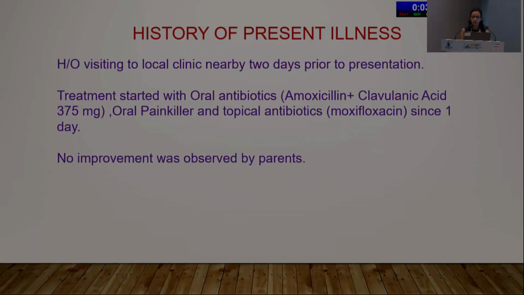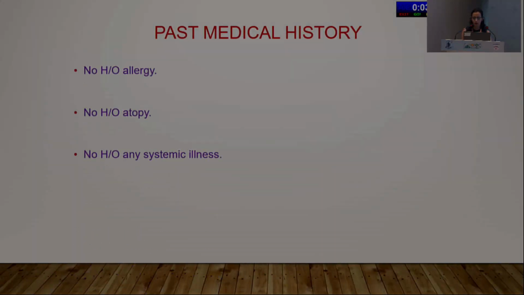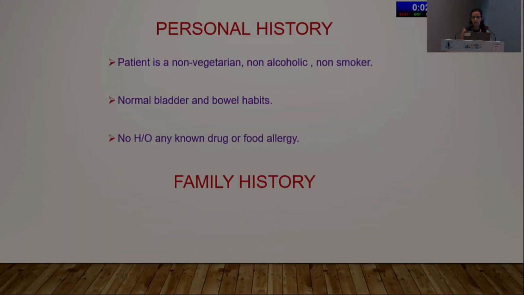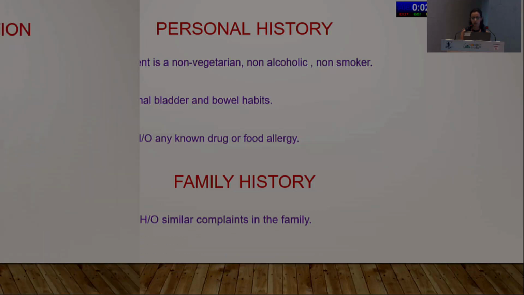Then the patient was taken to the local hospital, where they treated him with oral antibiotics, topical antibiotics and an oral painkiller, but the parents observed no improvement. So they rushed to our hospital. Past medical history: the patient had no significant past medical history. Personal history: the patient was non-vegetarian and the rest was within normal limits, and family history was not significant.